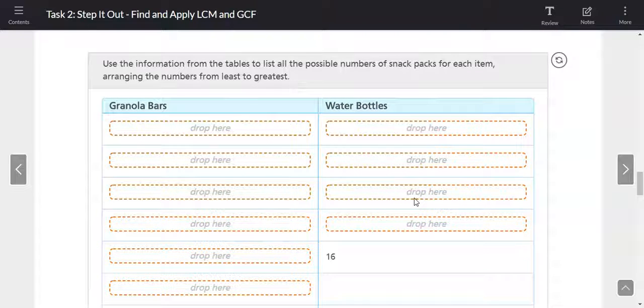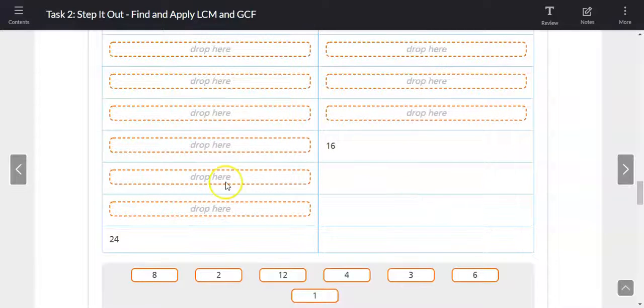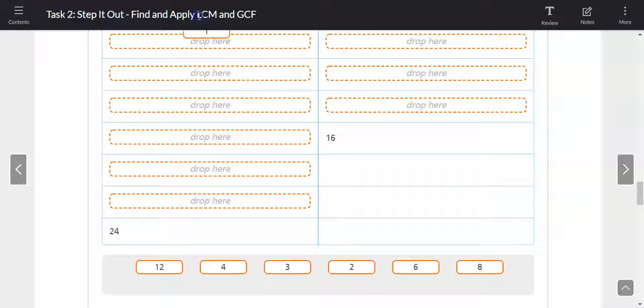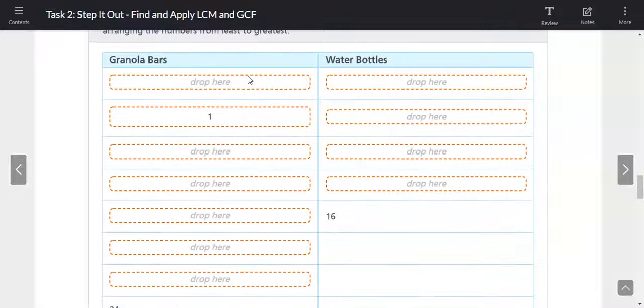Using the information from the tables, list all the possible numbers of snack packs for each item. Arrange the numbers from least to greatest. So on this one, we have 24. So 1 times 24 is 24. That's not where I wanted that one.